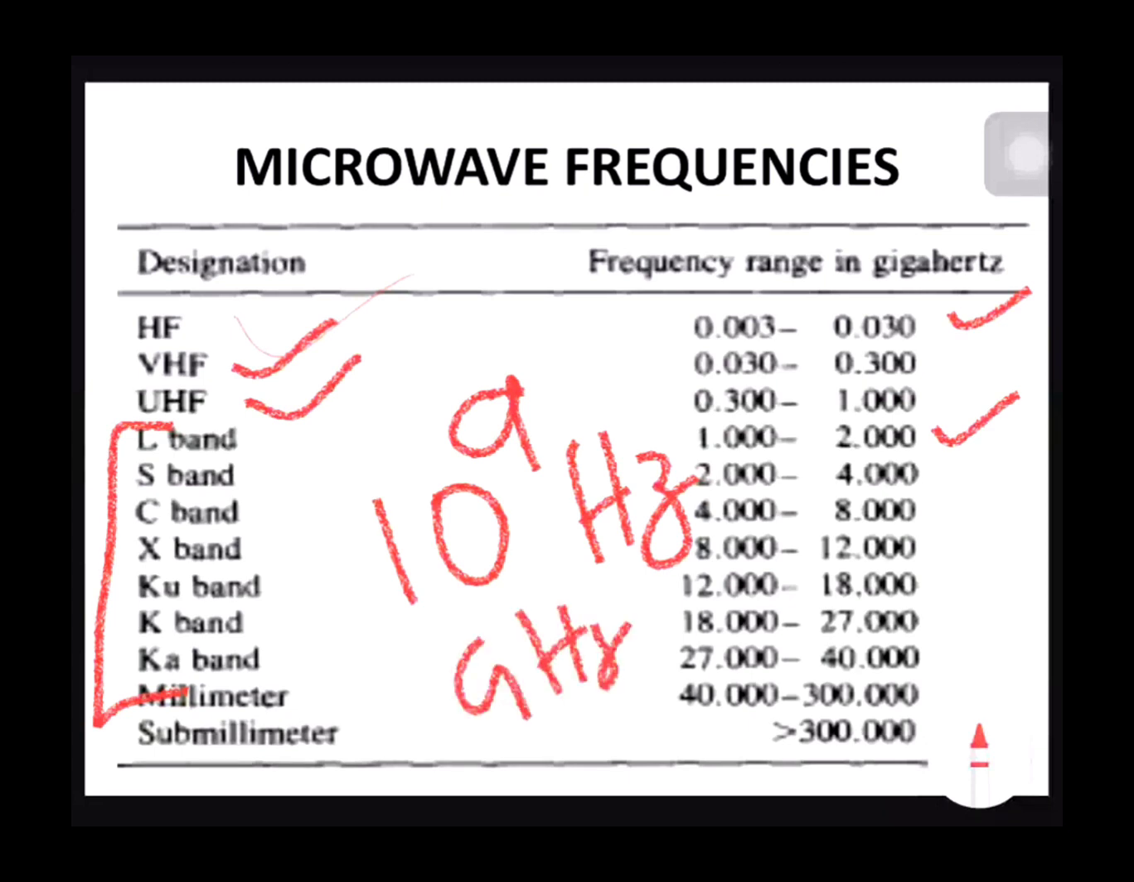So L band frequency is 1 to 2 gigahertz, S band is 2 to 4 gigahertz, C band is 4 to 8, X band is 8 to 12 gigahertz, and K band is 18 to 27 gigahertz. And the frequency above 300 gigahertz is called sub-millimeter frequency. So, this is the frequency band designation.